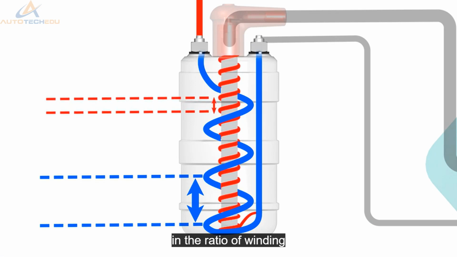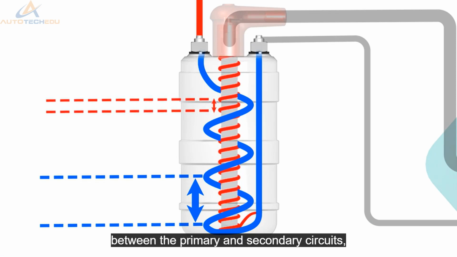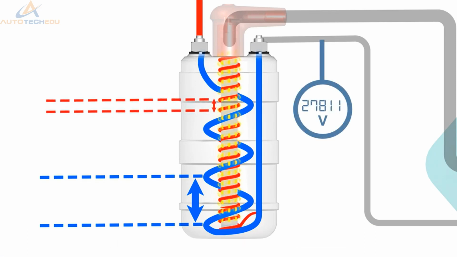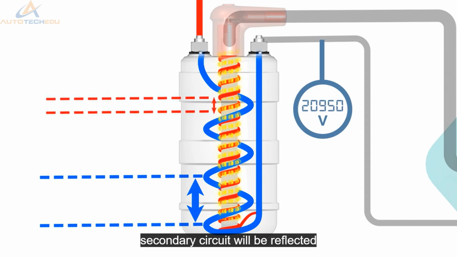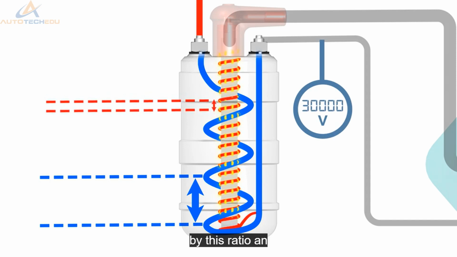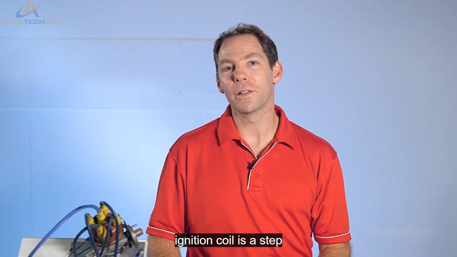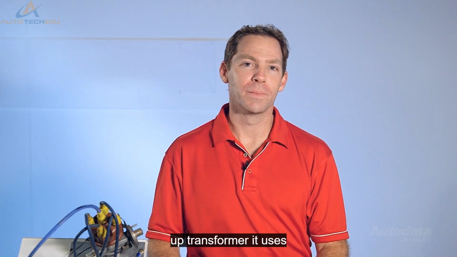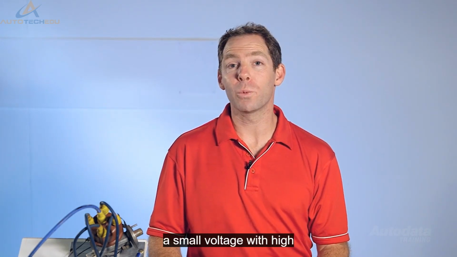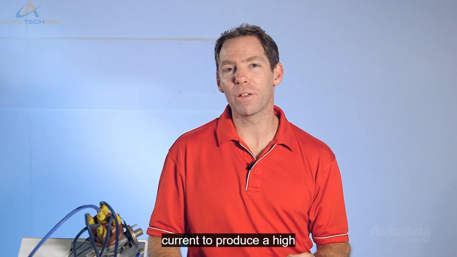Because of the difference in the ratio of windings between the primary and secondary circuits, the voltage induced in the secondary circuit will be reflected by this ratio. An ignition coil is a step-up transformer. It uses a small voltage with high current to produce a high voltage with a lower current.